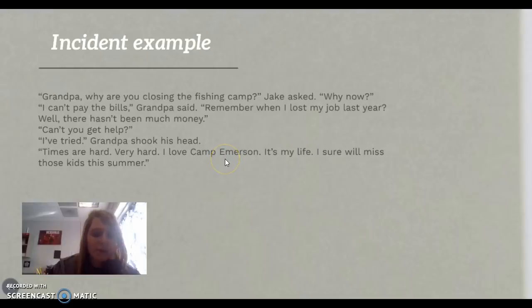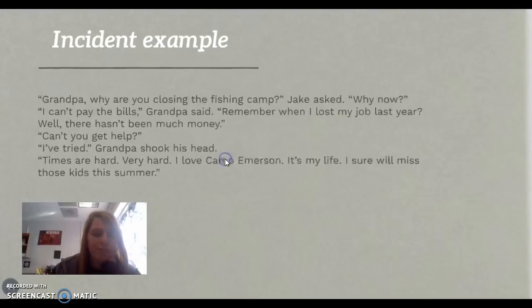So what is our incident? And I don't think I put this on your guided notes, so I'll just go ahead and talk about it. What is the incident here? Well, the incident is that the money's gone and Grandpa is going to have to close the camp.